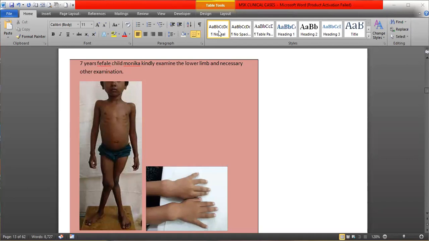Whereas in case of VDDR type 2, there's an end organ resistance to the 1,25 dihydroxycholecalciferol. So that level is raised. 1,25 dihydroxycholecalciferol is raised. Are there any clinical signs from that? Yes, definitely, because in type 2 there will be some more clinical findings. I will discuss the type 2 in the later part.